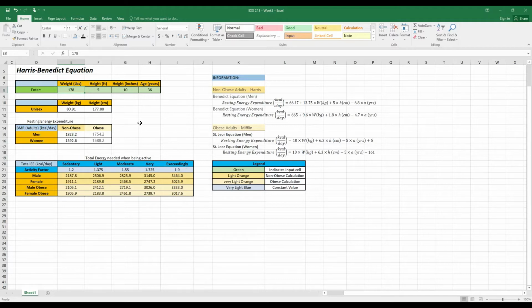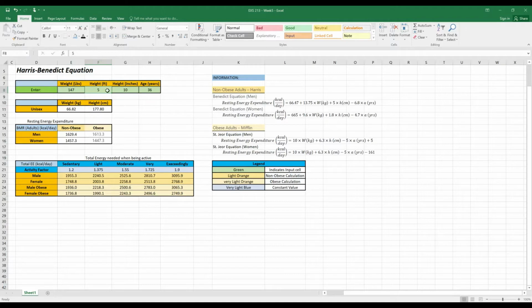And this very light blue is the activity factor that will be provided in the end. For my client, she weighs 147 pounds, and the units are located right next to the header. For the weight, I'll convert it into kilograms, and the height will be converted into centimeters. The age is just the age. As you'll see right here, the equation takes the pounds cell and divides it by 2.2, which converts it into kilograms.